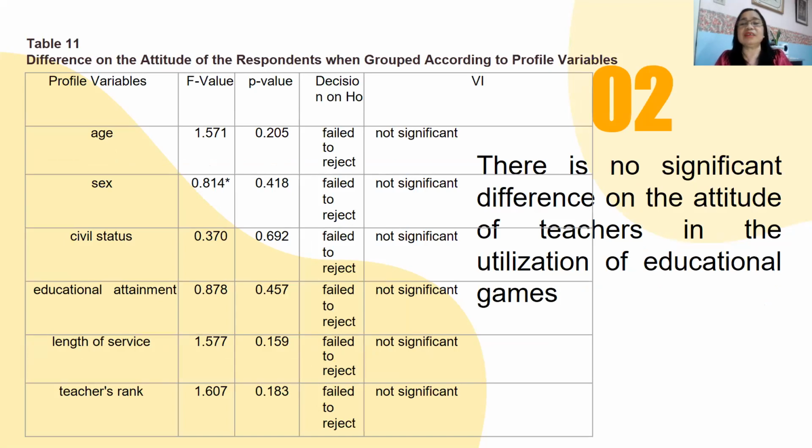Okay, how about on the next table? So we consider that there is no significant difference on the attitude of teachers in the utilization of educational games. So as you could see, there is the list of profile variables such as age, sex, civil status, educational attainment, length of service, and teacher's rank. So all of those variables are interpreted as not significant.